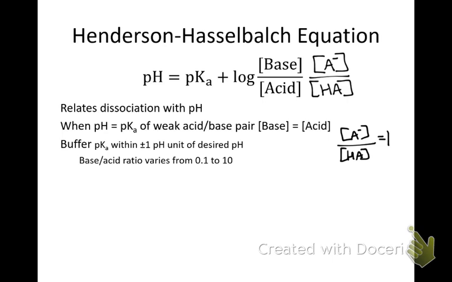And the reason for that is that when the pH is within 1 unit of the pKa, that means that the base to acid ratio will vary from 0.1 or 1 over 10 to 10 or 10 over 1. And so that pH range keeps an appreciable amount of both the conjugate acid form and the conjugate base form in the solution, which is important for maintaining the pH, as we talked about previously.